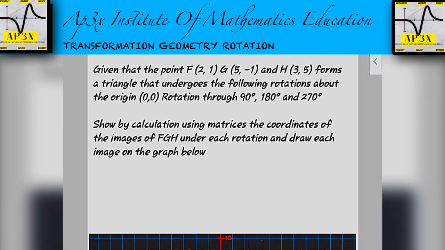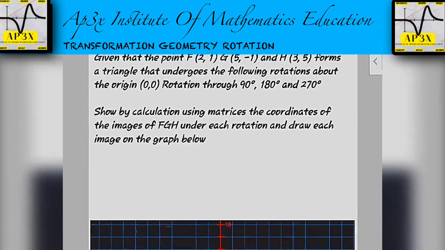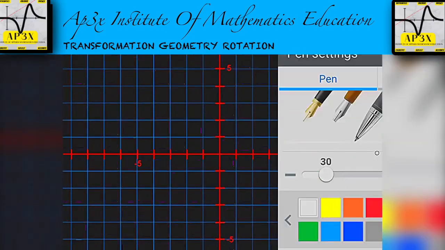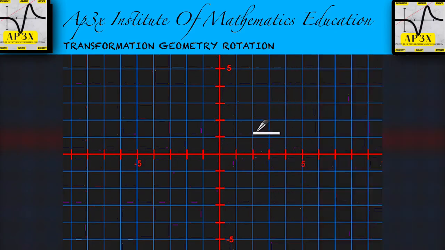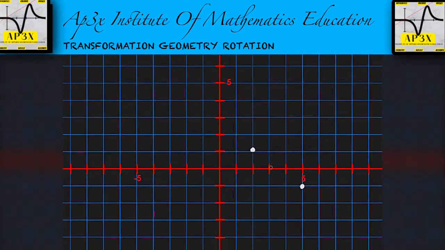Now let's go ahead and plot point F, point G, and point H: (2, 1), (5, -1), and (3, 5). So (2, 1), 2 to my right, 1 up. (5, -1): 1, 2, 3, 4, 5, then -1. And then we have, of course, (3, 5). So that's 1, 2, 3, then 1, 2, 3, 4, 5.